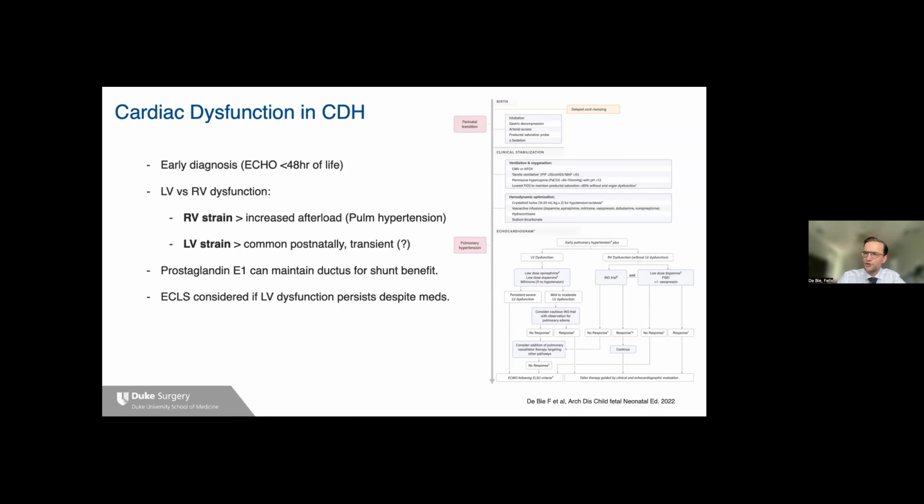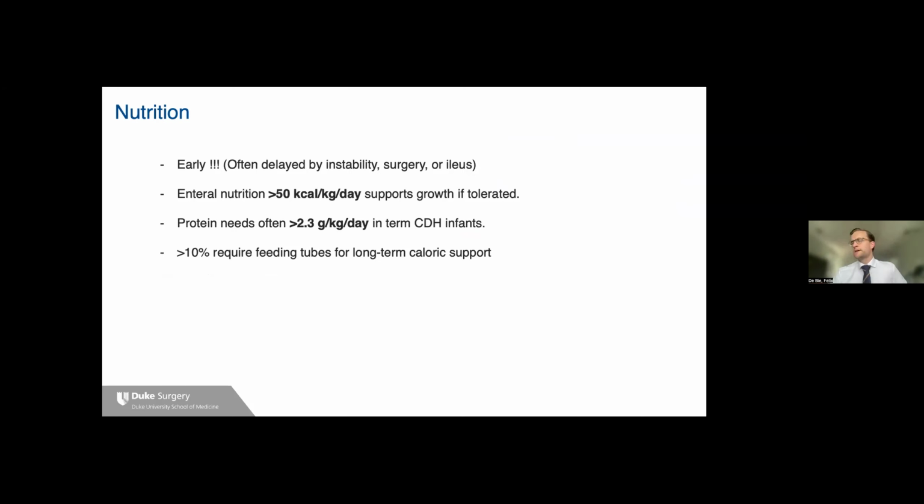Prostaglandin E can be used to maintain the duct open, especially in severe pulmonary hypertension. That is very, very relevant, at least in the beginning of life. And then, of course, ECMO can be considered if the left ventricular dysfunction persists despite optimal medical management. But again, the point is the initial echocardiogram is key to treat these babies optimally.